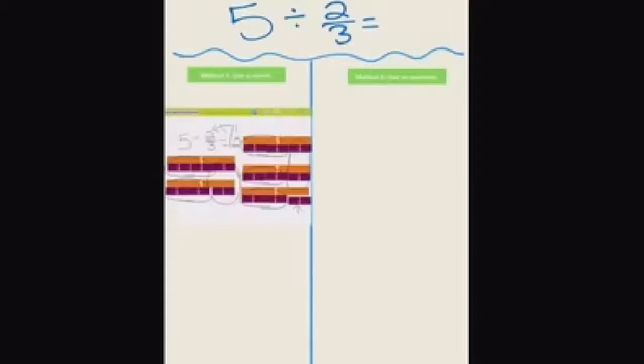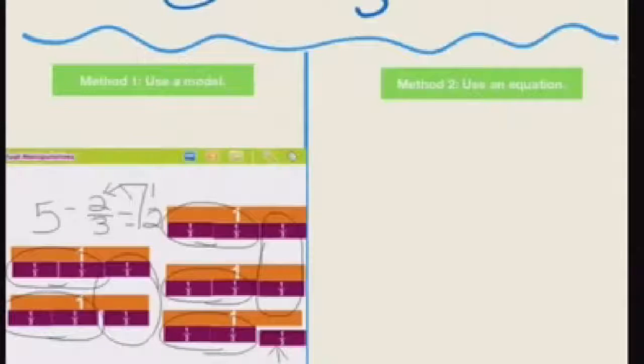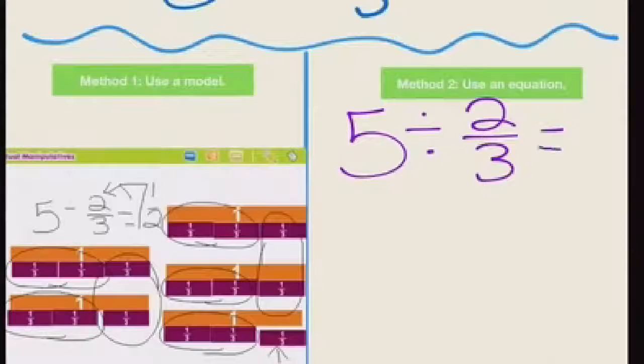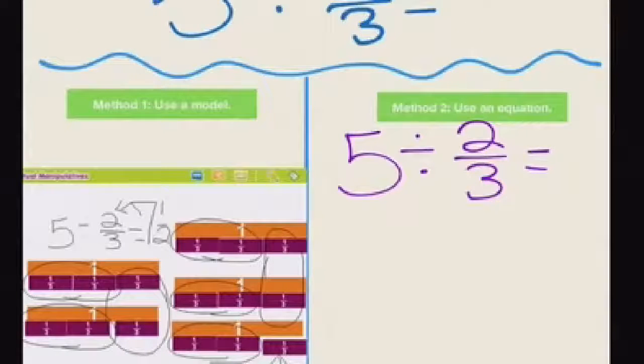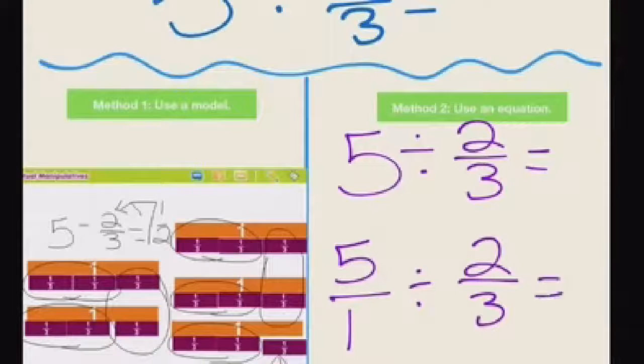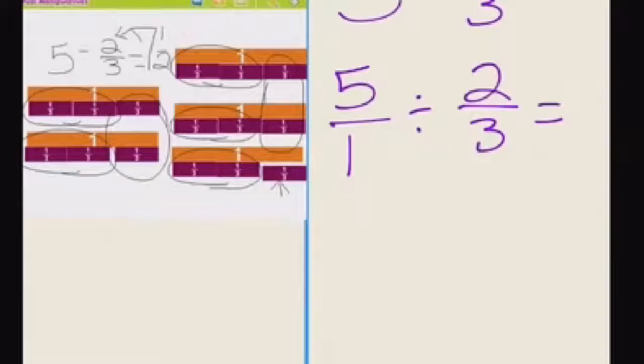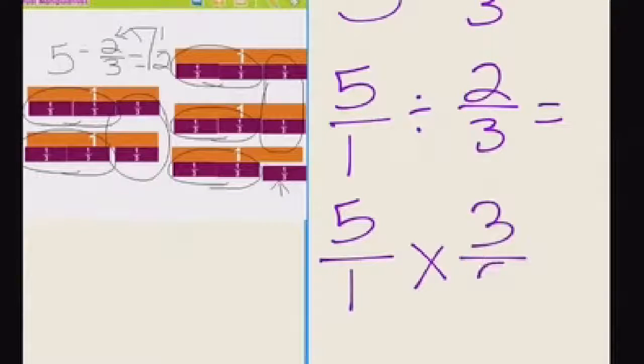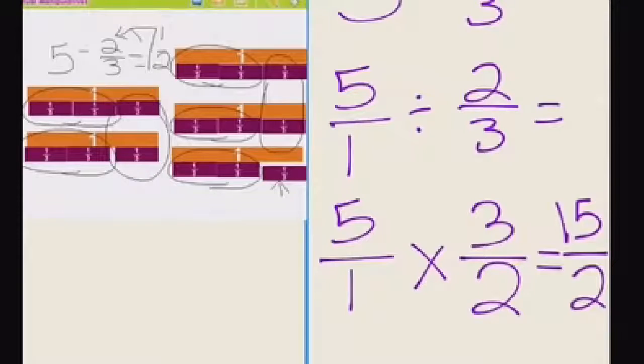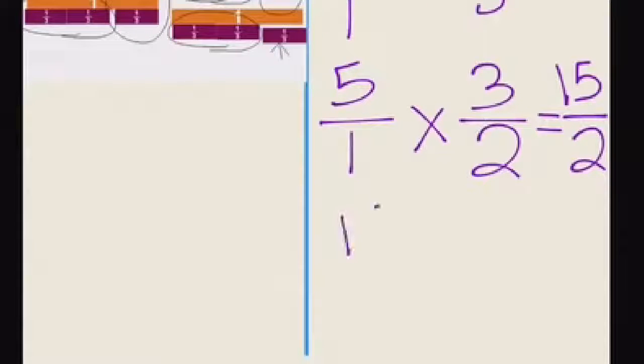Okay, now let's try it using an equation. So again, start by writing 5 divided by 2/3. Step 1 is to take that 5 and write it over 1 since it's a whole number. Okay? Then remember, we're going to multiply our first number times the second number's reciprocal. So 5 over 1 times 3 over 2. Multiply straight across. 5 times 3 is 15 and 1 times 2 is 2. So we've got a quotient of 15/2.